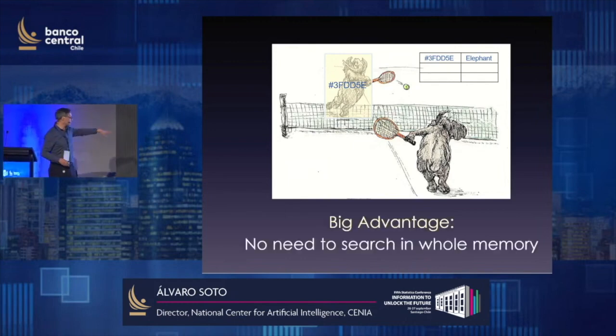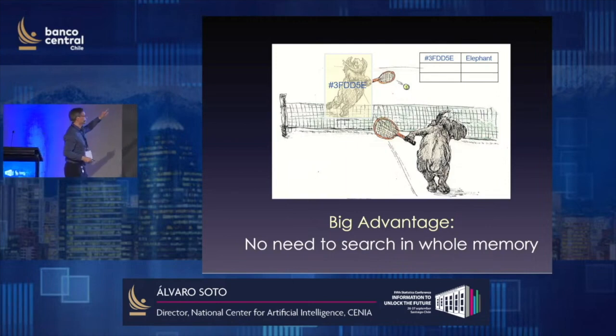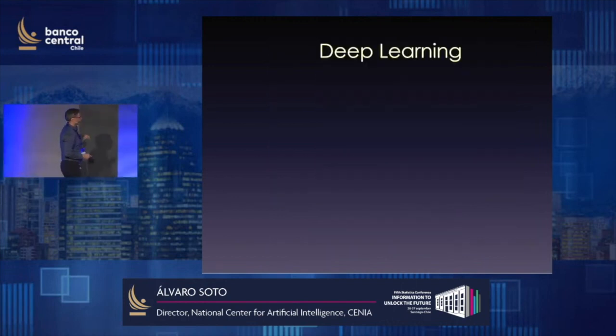This is very important, because otherwise we have the pattern and we need to search in all our memory. What is this? What is this? Oh, elephant. And that's very slow. But if you have a direct connection to the memory address, you go directly to the place where you have information about that pattern. So deep learning works that way.